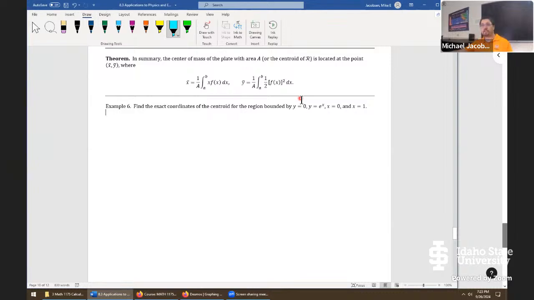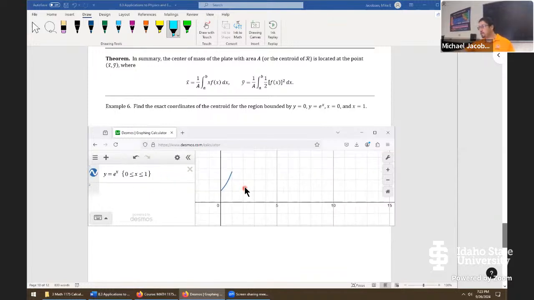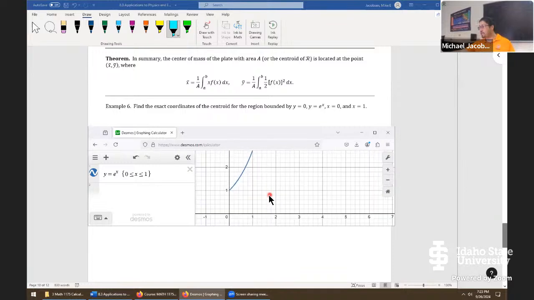We have 4 different curves. 3 of them are straight line segments, and this is the one you usually think of as a curve, e to the x. We want to plot this all. We could do this by hand, but let's make Desmos work for us and get a nice plot. Let's go y equals e to the power x, for x equals 0, x equals 1, think of that as being a domain. So go curly brace, 0 less or equals x, less or equals to 1. And this is our region right here.